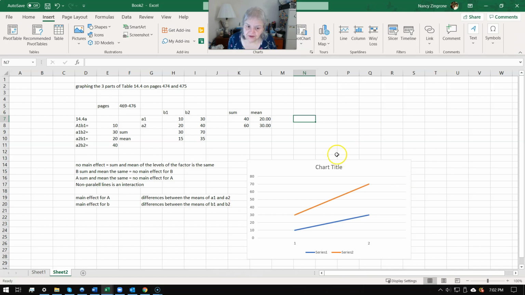So there's main effects for both of these, but they're still kind of parallel. They're not that far off from each other. You need to have something that's non-parallel in order to get an interaction.